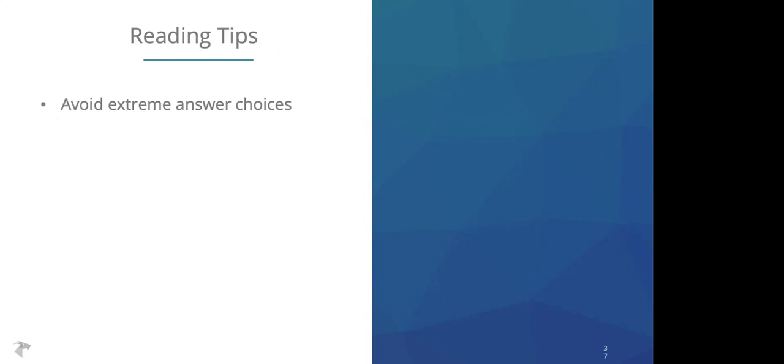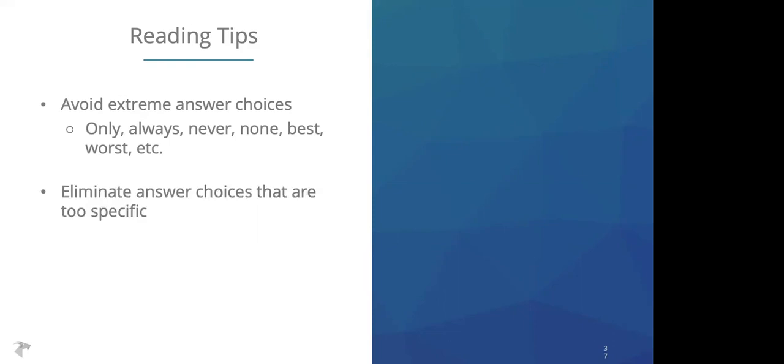In general, avoid answer choices that are too extreme. If you see answer choices with words like only, always, never, or other extreme words, these are unlikely to be the correct answer. You should only choose them if you're absolutely sure that this sentiment is in the passage as well. Additionally, answer choices that are too specific or too general are usually not the correct answer. So something that's too specific or too broad is generally not going to be the correct answer on the reading section.